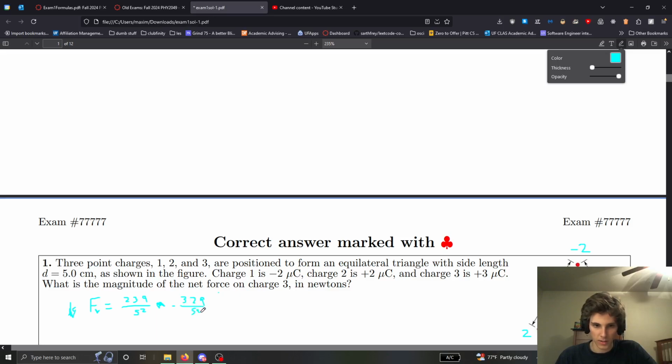The important thing is this is an equilateral triangle. This is going to be an angle of 60. And for the x, we want this part of the triangle, which is given to us by cosine of 60 degrees. So this will give us the magnitude in the x direction. So 2 times 3 times 9 divided by 5 squared minus 3 times 2 times 9 divided by 5 squared times cosine of 60, 1.08.